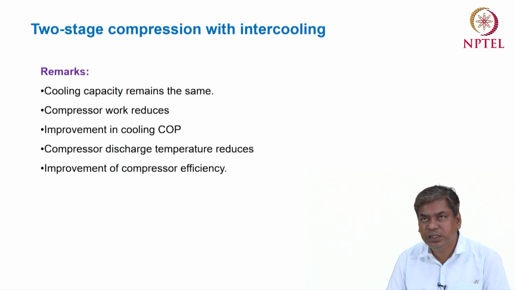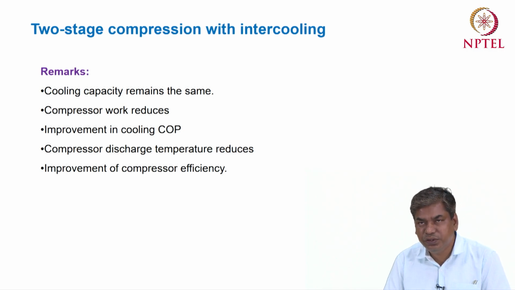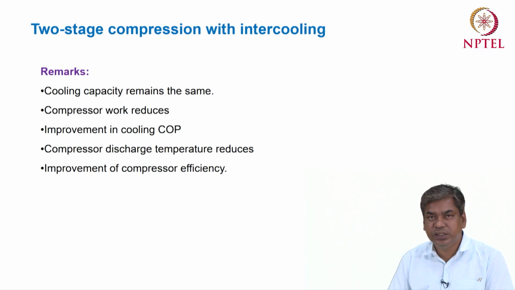So by using two-stage compression with intercooling, the compressor work will reduce. Due to the reduction of compressor work, the COP of the system will also improve, because the COP is equal to the cooling capacity divided by the compressor work. So the COP of the system will improve, and also, as I have told, the compressor discharge temperature will reduce, and the compressor efficiency will improve.